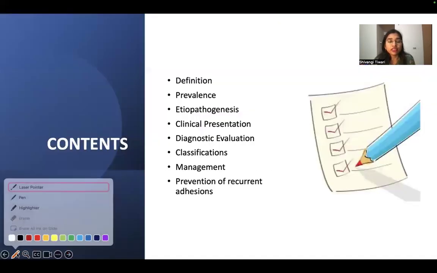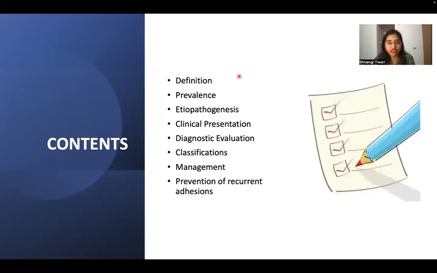So today I'll be covering this topic under the heading of definition, its prevalence, its etiopathogenesis, its clinical presentation, diagnostic evaluation, classifications of intrauterine adhesions, management and prevention of recurrent adhesions.